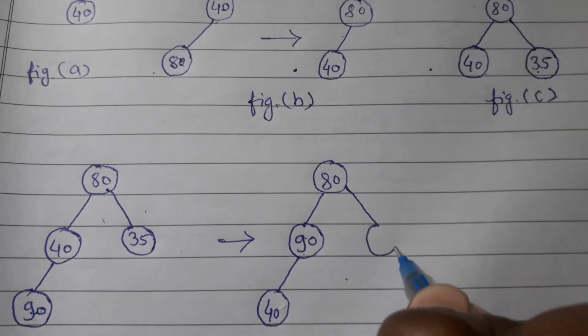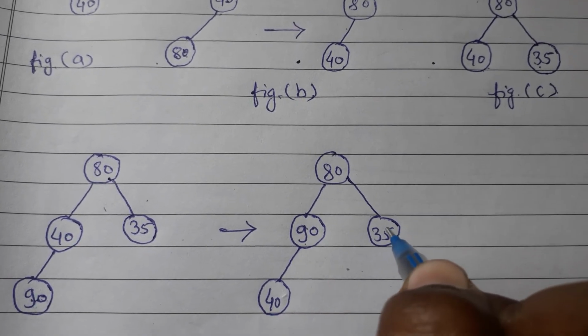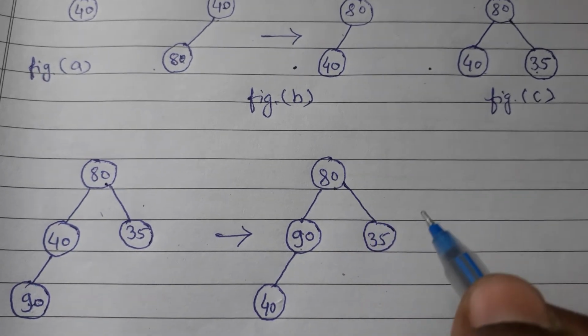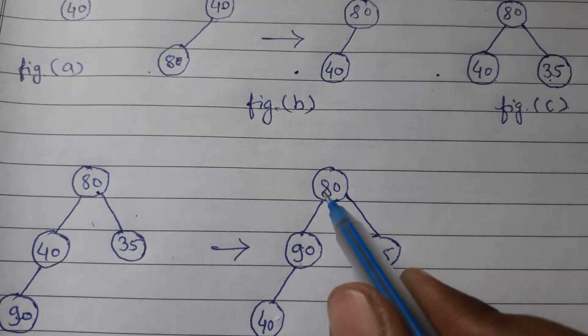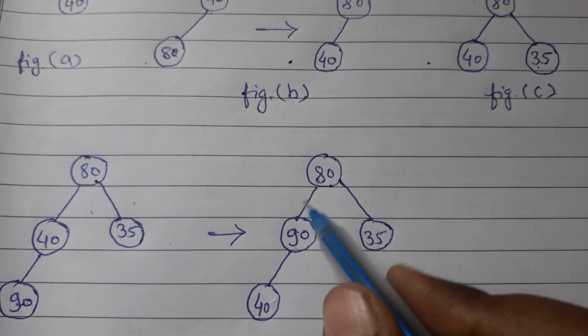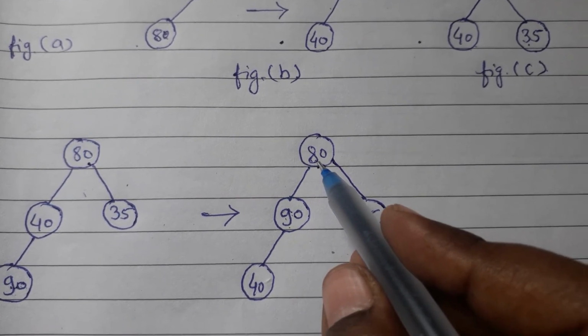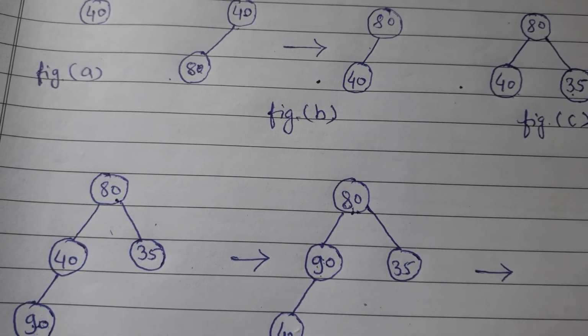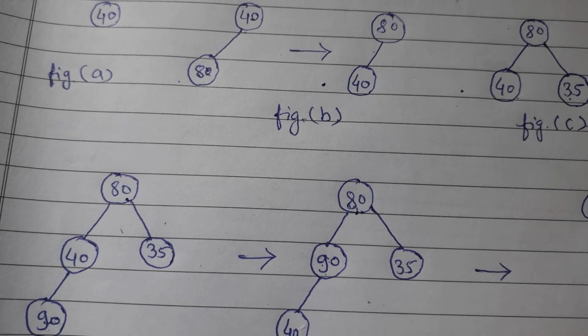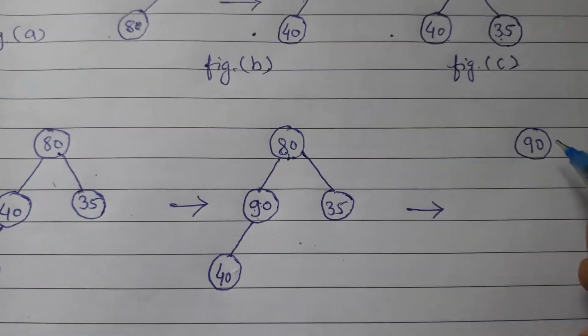Now next here 35 will be the right child of 80. It remains as it is. Now again we will compare this 90 with 80. So in this case 90 is greater than 80. So therefore again we will create 90 as a root node.